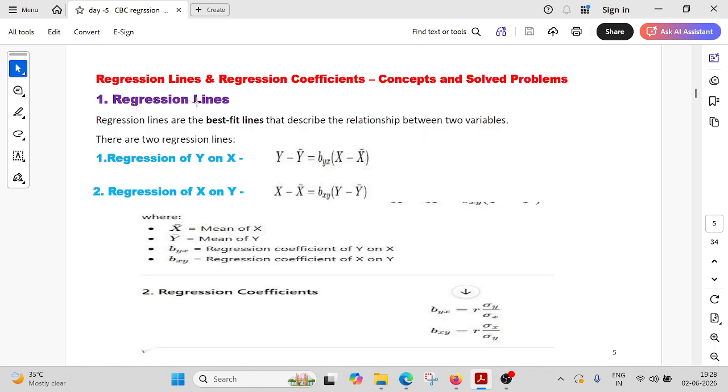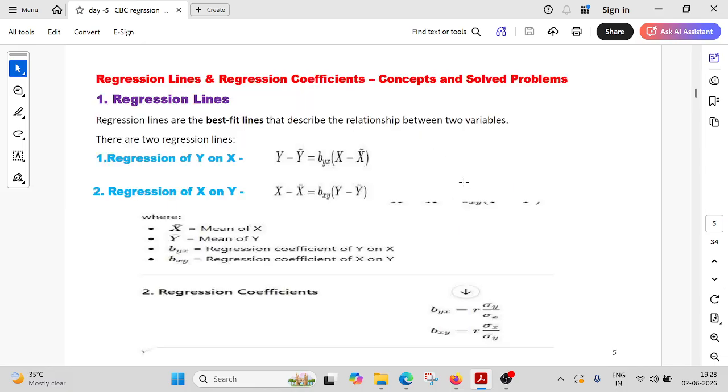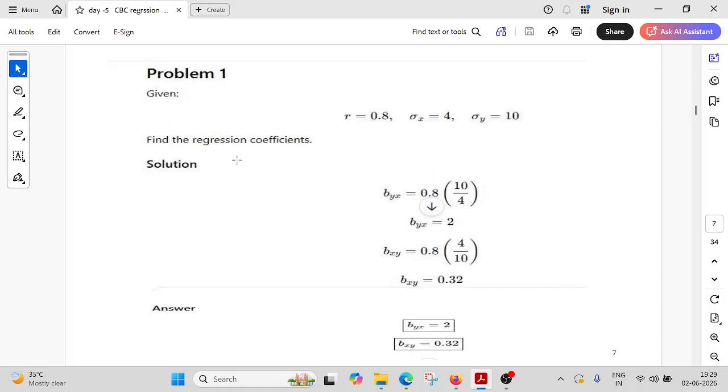Next, I said already in the previous slide that r is the CC, the correlation coefficient. Sigma x and sigma y are the standard deviations of the x and y variables, right? And then important properties in regression: both the regression coefficients have the same sign as r. And r equals the square root of bxy into byx. And always the product of bxy and byx is less than or equal to 1. So these three are the properties.